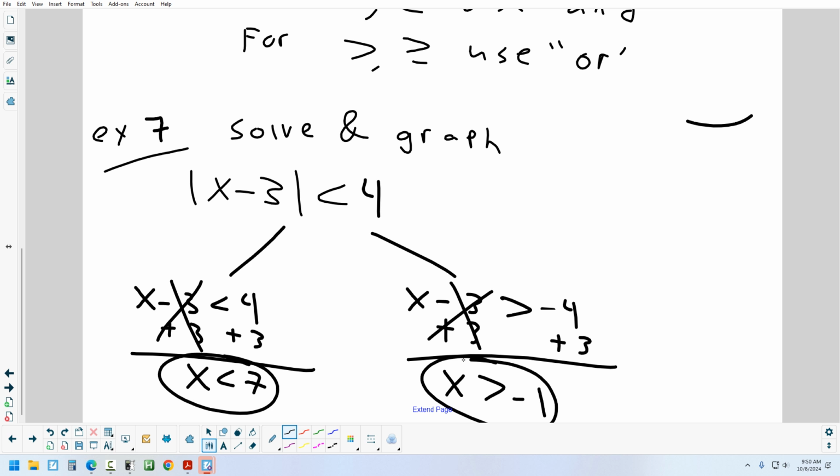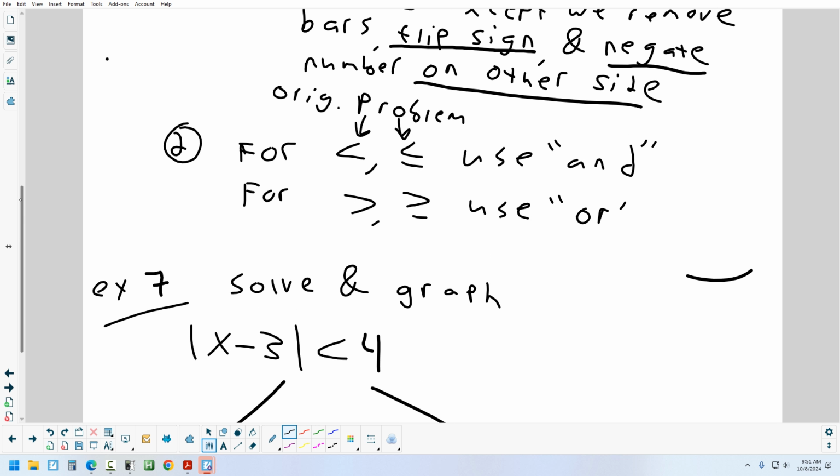And the word that goes between them. It's either and, or it's going to be or. Is it and? It's an and. Because the original problem has a less than. Less than is an and.